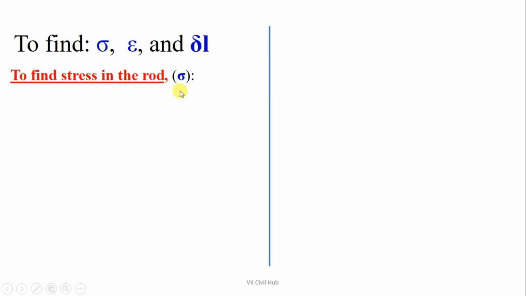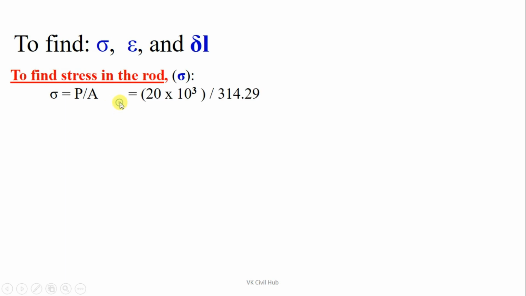We know that the formula for stress is sigma is equal to P by A. The value of P is given, the value of A is calculated, and we are going to substitute both the things here. That is 20 into 10 power 3 divided by 314.29. And we are getting the answer as 63.64 Newton per mm square.